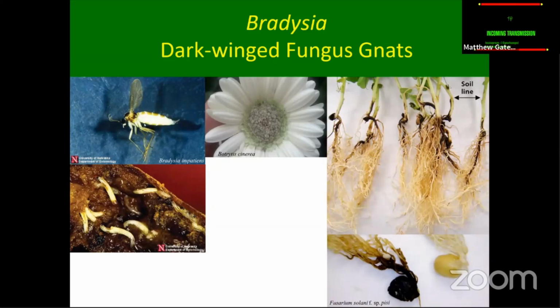Although it could very well become the case after the fact, because fungus gnats can vector various pathogens, and Botrytis cinerea is one of them, and it's definitely a fungus. And you can also get Fusarium solani. This is an example of Fusarium solani on the right that was vectored by fungus gnats in peas.